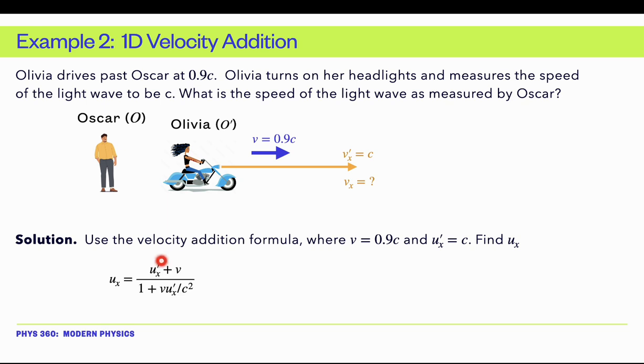So we go back to our equation that we used before. We're now going to plug in that ux prime is c. So here and here is c, and then the velocity is 0.9c, 0.9c. So when you do that, you get 1.9c on the top. On the bottom, you get 1.9. So the 1.9s cancel, and you get c. So this is good. This says that both observers see the same speed of light c.